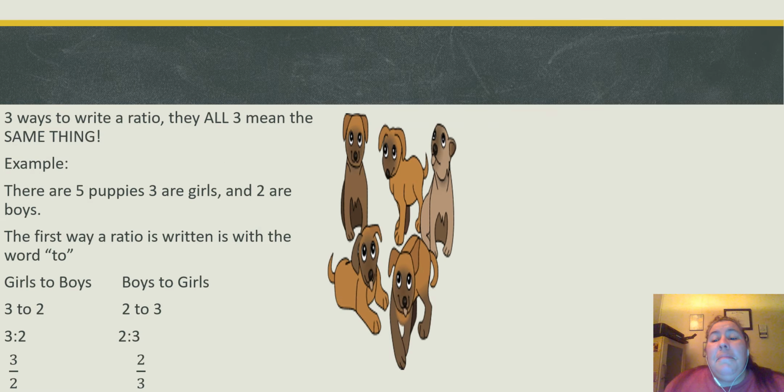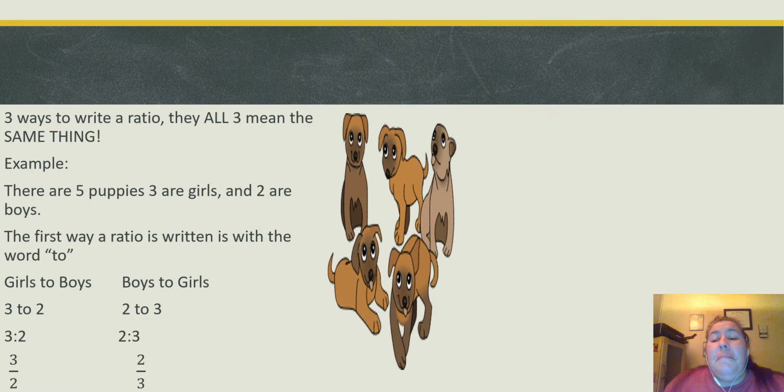Mathematicians, one really cool thing about ratios and proportions is that there are 3 ways to write a ratio, and all 3 of them mean the same thing. For example, there are 5 puppies in total. 3 of these puppies are girls, these 3 right here. 2 are boys. The first way that we can write a ratio is to use words.